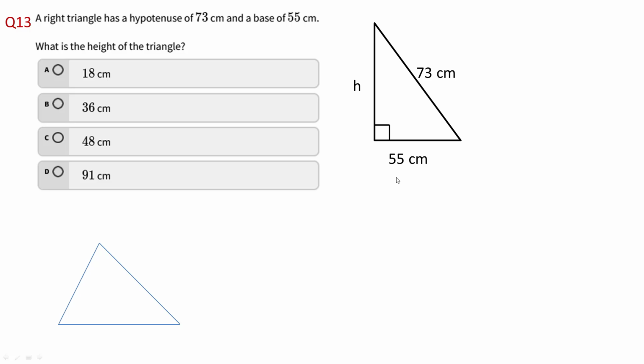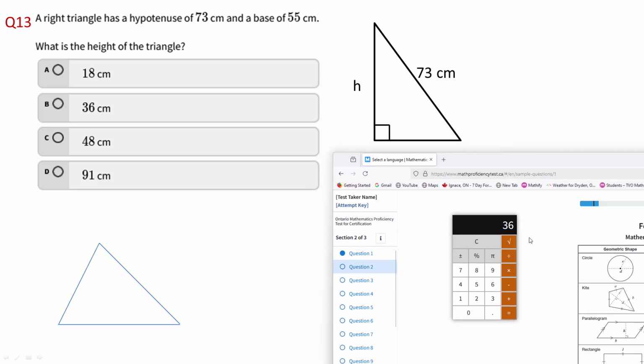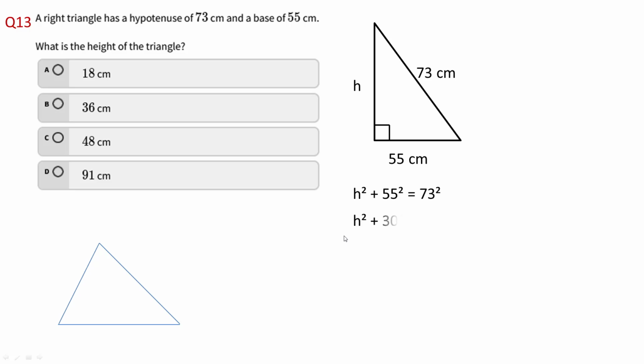Okay, so we go back to the Pythagorean theorem like we did for an earlier question. So h squared plus 55 squared would equal 73 squared. If we take our calculator, 55 squared, we have to go 55 times 55. And 73 squared, we'd have to go 73 times 73, to get those numbers. So there's the 3025 and 5329.